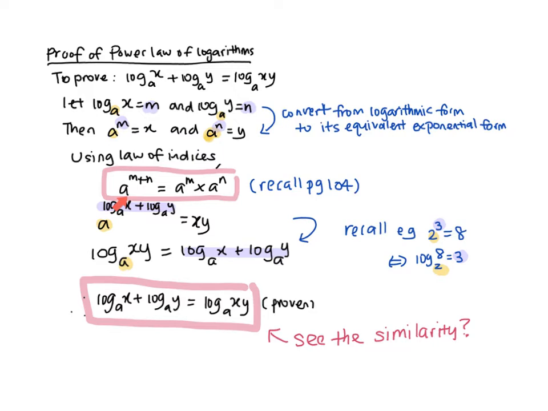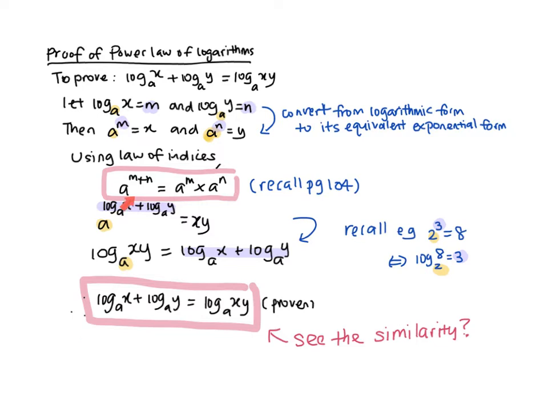Using the law of indices, we can combine the powers of m and n by using the product of x and y. Re-expressing back to x and y, we will arrive at this equation, which is in exponential form, so we can convert back to its equivalent logarithmic form. So a to the power of this gives you xy. Rewriting, we will have the required form.